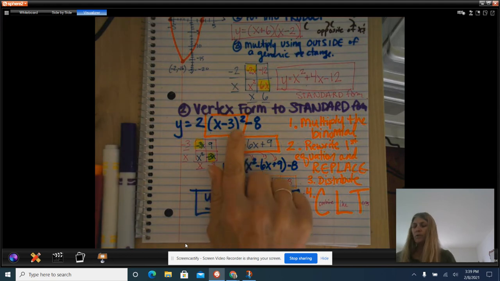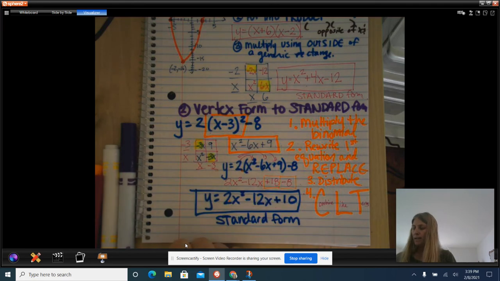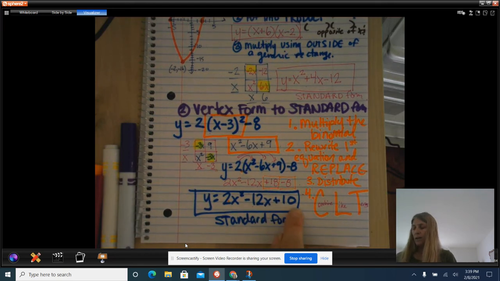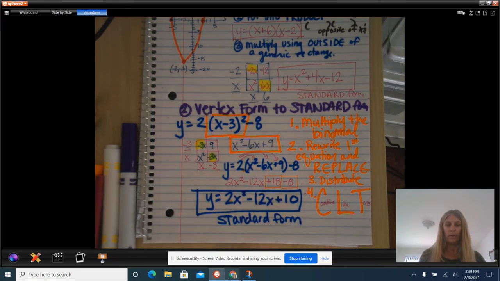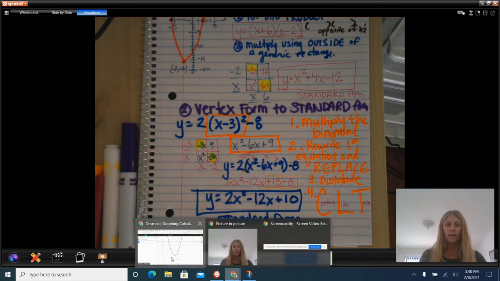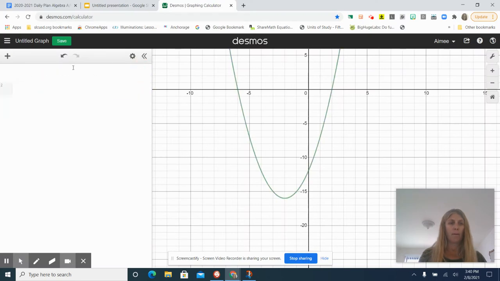Okay. So we knew from here that we have a vertex of (3, -8). Remember, the opposite of the inside and the outside as the same. We now also know that we have a y-intercept of positive 10. So let's go ahead and check these two different forms and show you that they are indeed the same parabola.